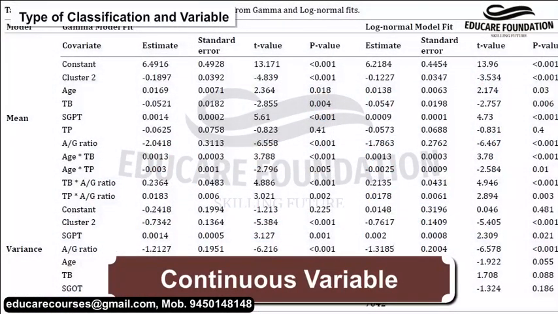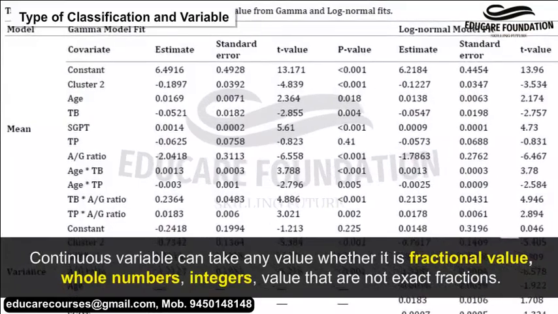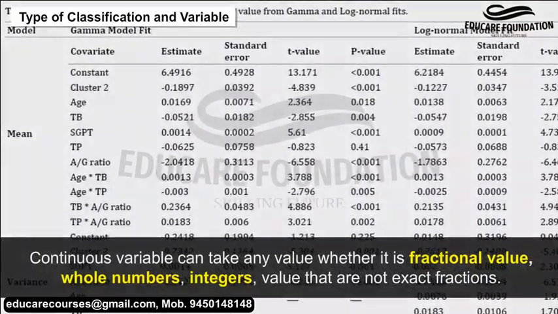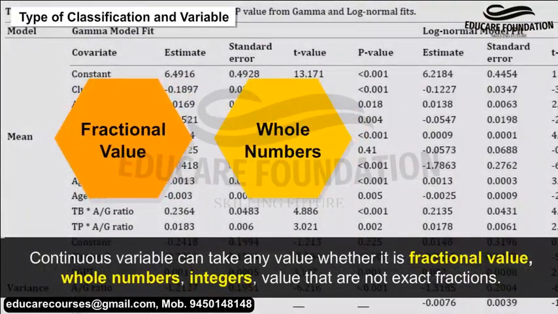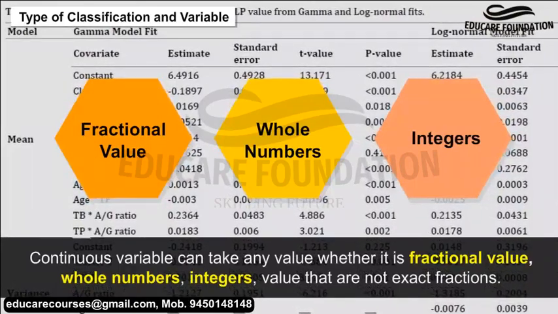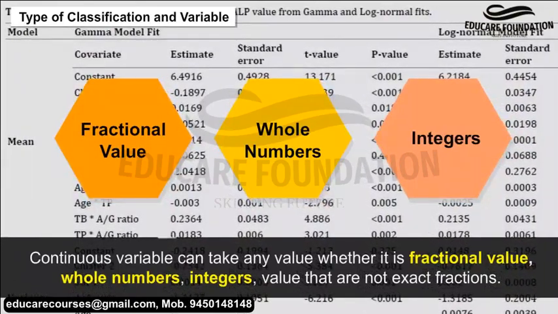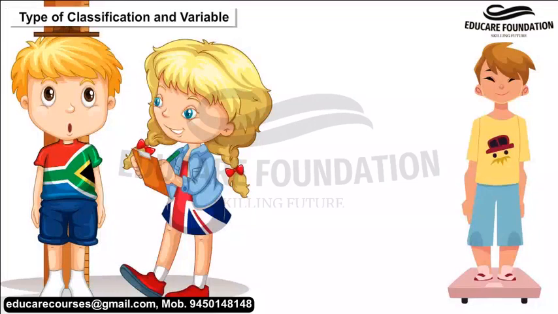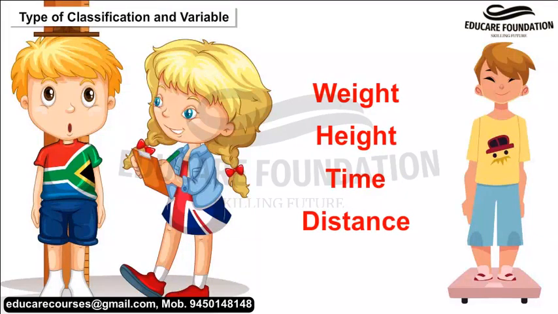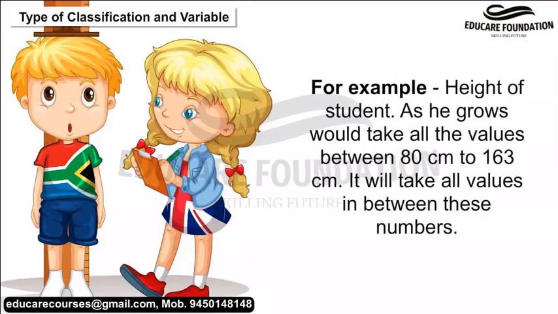Continuous variable. A continuous variable can take any value, whether it is a fractional value, whole number, integer, or value that is not an exact fraction. The examples of continuous variables are weight, height, time, and distance, etc. For example, the height of a student as he grows would take all the values between 80 centimeters and 163 centimeters. It will take all values in between these numbers.